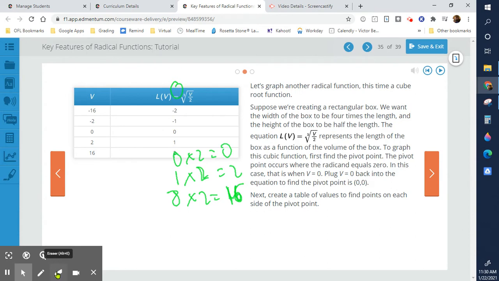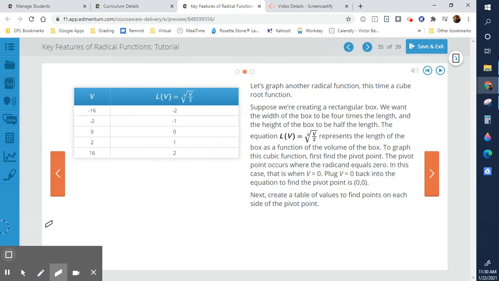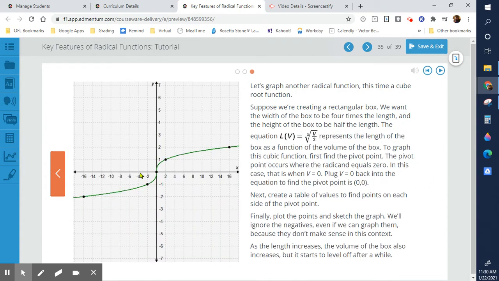And you can see here that Edmentum took it another step, and they also did the negative versions of these numbers. They did 0, 2, and 16. They also did the negative version because you can take the cube root of a negative. You can't take the square root of a negative number. And then here we can start graphing it. So now that we've had some functions, we can start graphing them.